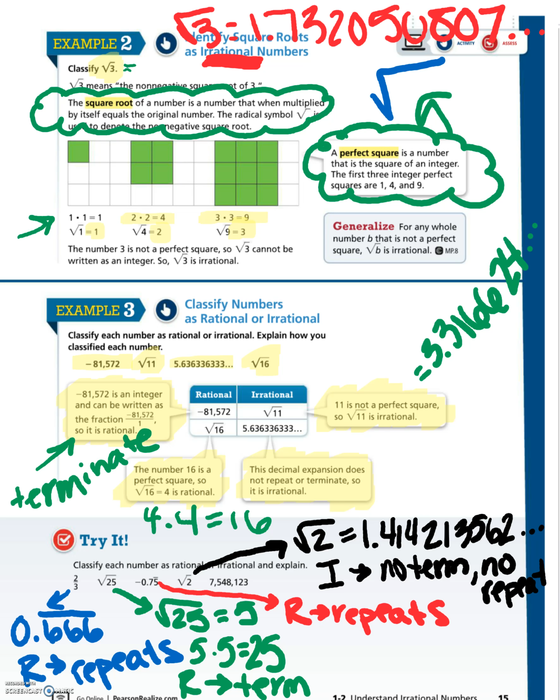Last but not least, we've got 7,548,123. It is a rational number. It terminates. It ends right there at the 3.